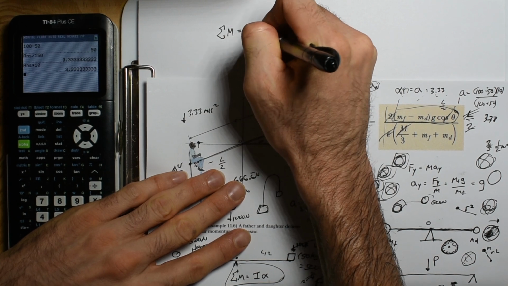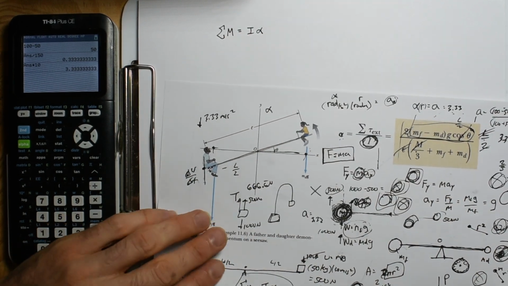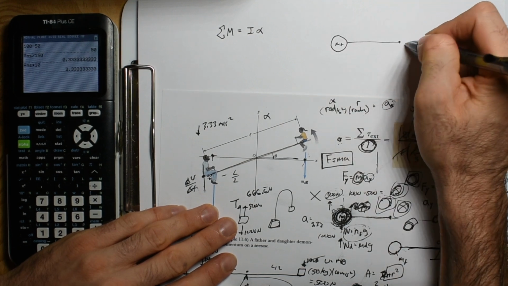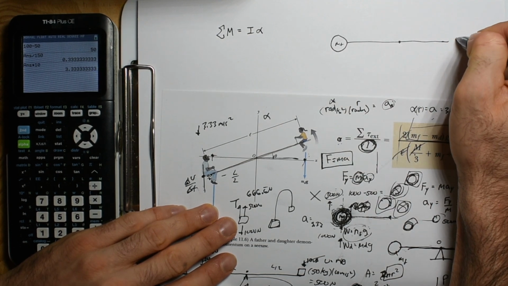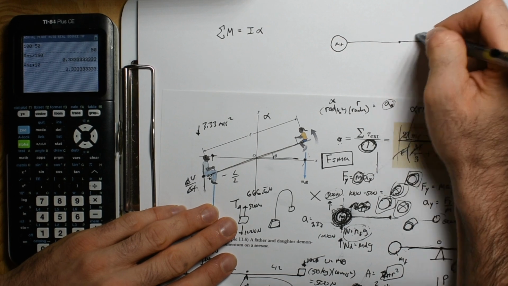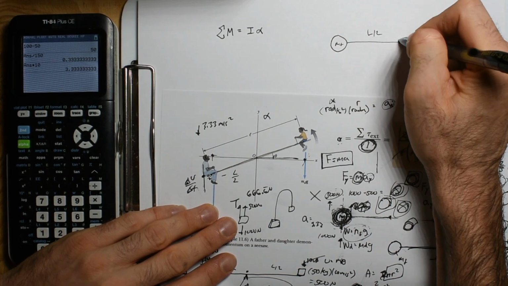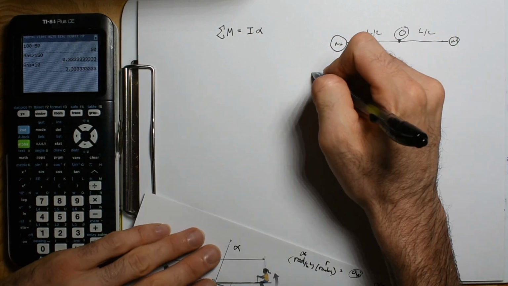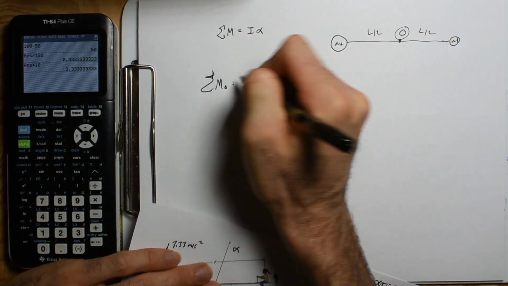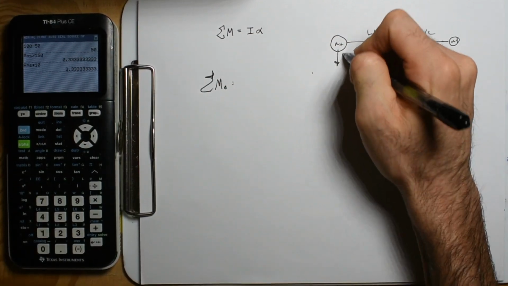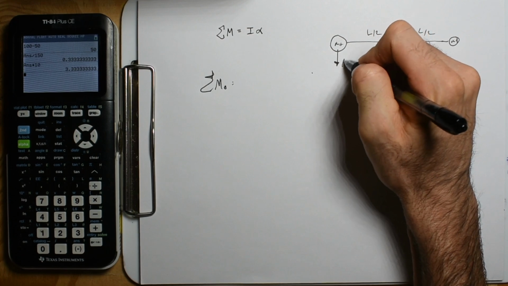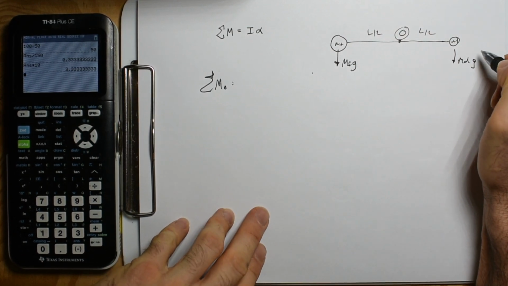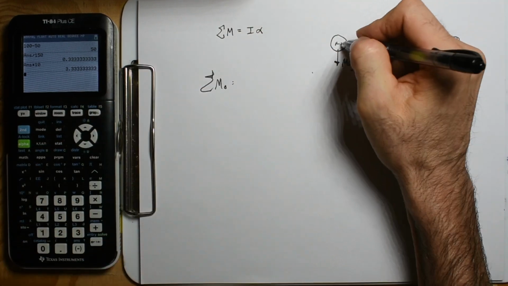So now I am going to finish this problem by saying the sum of the moments is going to equal I alpha. We have the mass of the father, a pivot point, and then the same distance but the mass of the daughter, L divided by 2, L divided by 2. We're going to sum the moments about O. Obviously we have a mass father g, and here we have a mass daughter g. That's the weight. These forces exist.